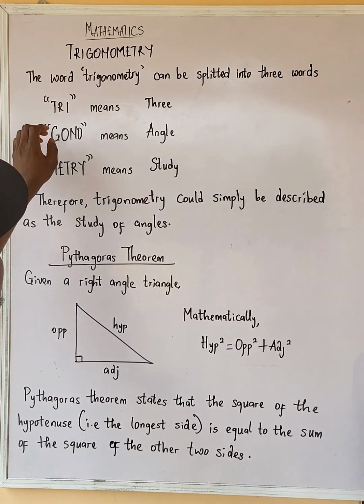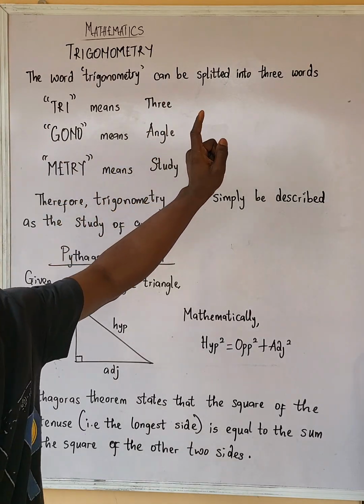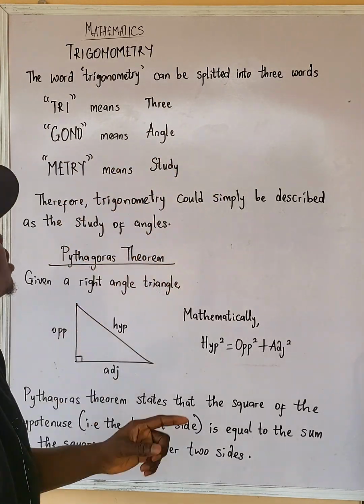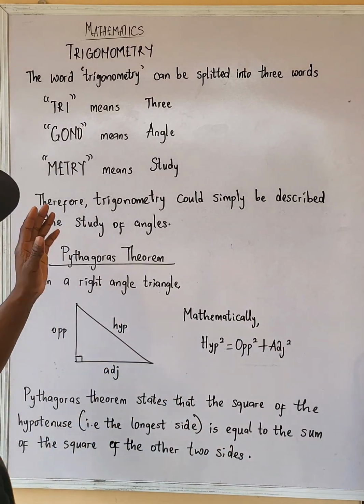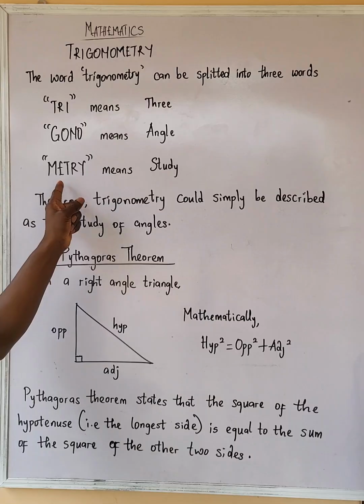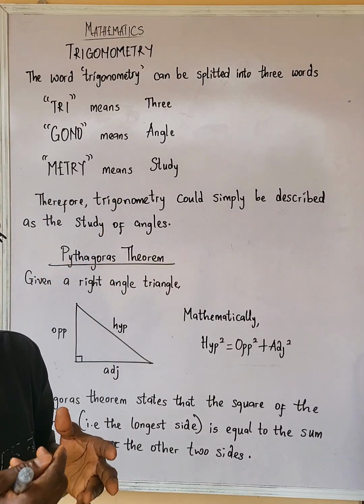Now the first one, try. Try means what? Try, T-R-I, means 3. Then gono means angle. Metry means what? Study.